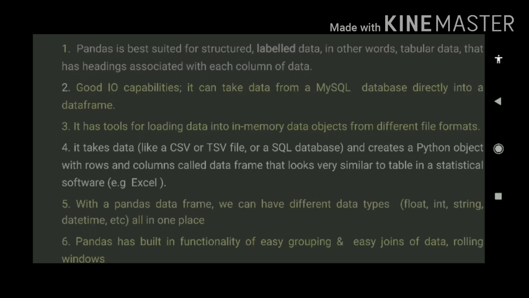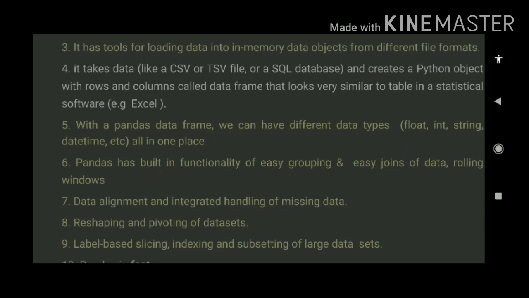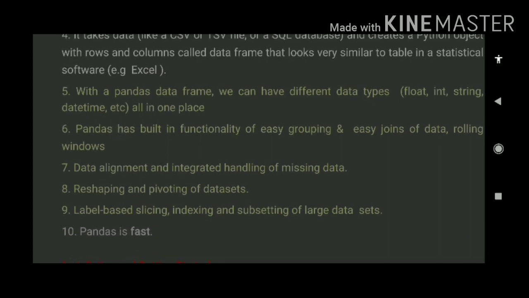With a pandas data frame, we can have different data types: float, int, string, date, time, etc. at one place. Pandas has built-in functionality of easy grouping, joining, rolling, data alignment, integrated handling of missing data, reshaping, and pivoting of data sets, label based slicing, indexing, subsetting of large data sets. Pandas is very fast.